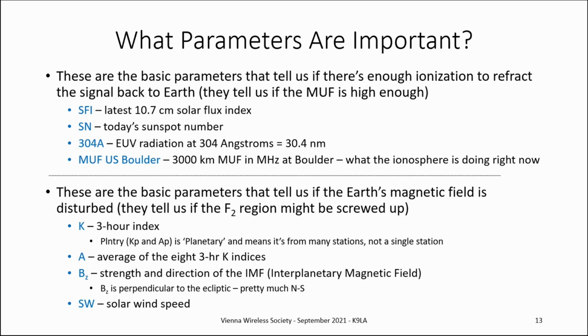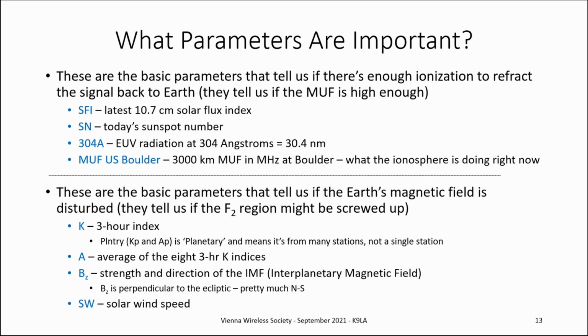The four on the bottom, they tell us if the Earth's magnetic field is disturbed. If the Earth's magnetic field is disturbed, that tells us that the F2 region could be screwed up. Generally, that means the maximum usable frequencies are lower and the higher bands kind of go away.